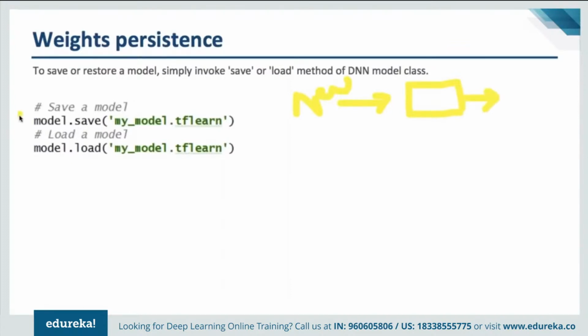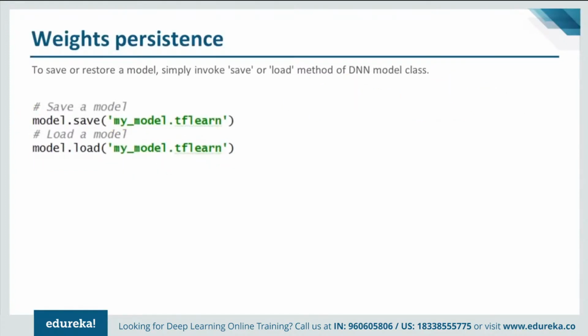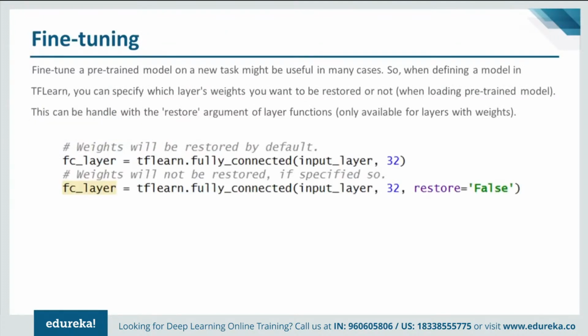So what you do is, once your model is trained, you can save it in this particular format, and if you want to load it, you can load it. It will create a tflearn file in the system, and you can load it for later purposes. You can see the same process is available in Keras, where you save the model in the form of .h5 and JSON and then use it later.